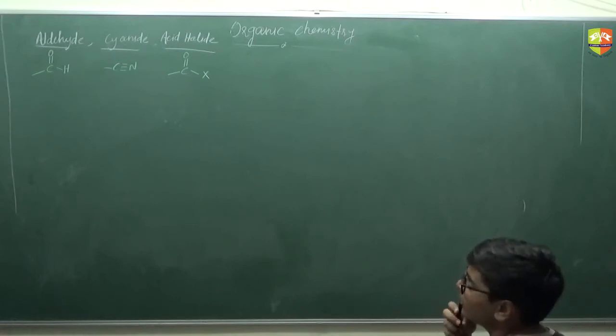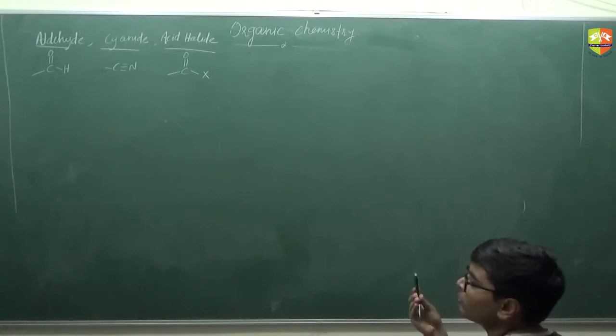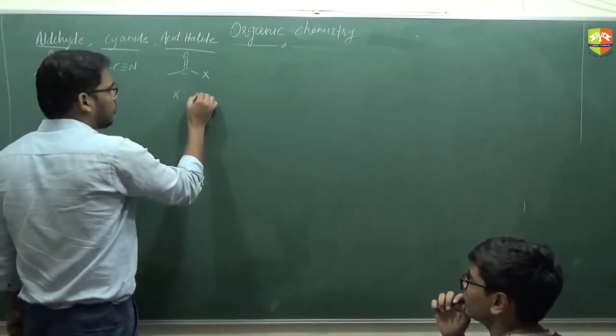Yes, because there can't be another group after it. It is monovalent. So what is it? Halide. It can be anything: fluorine, bromine, iodine. Halogen.